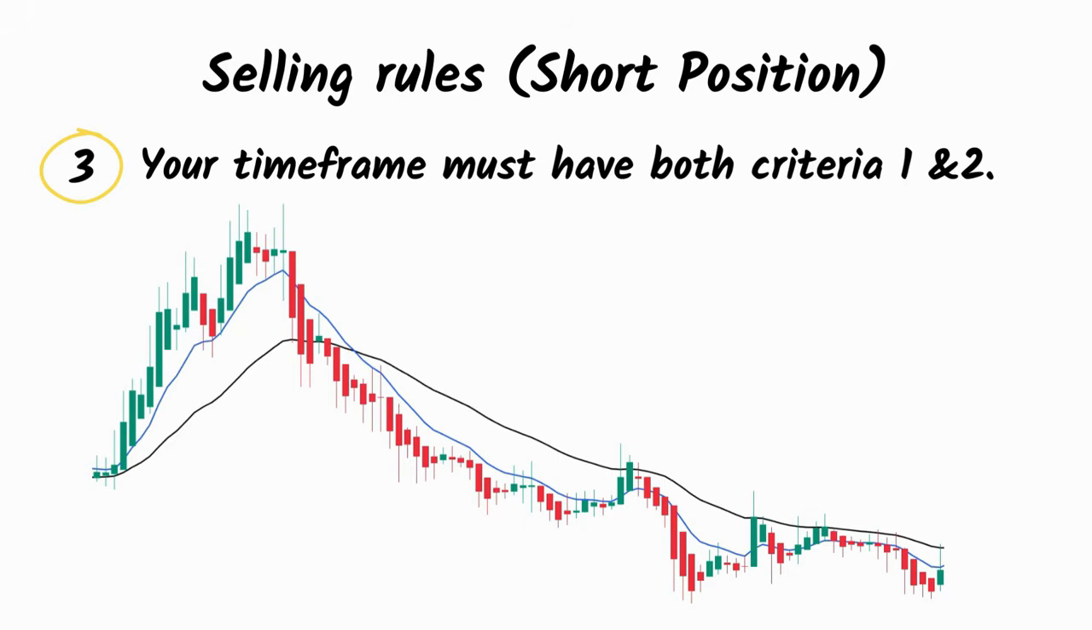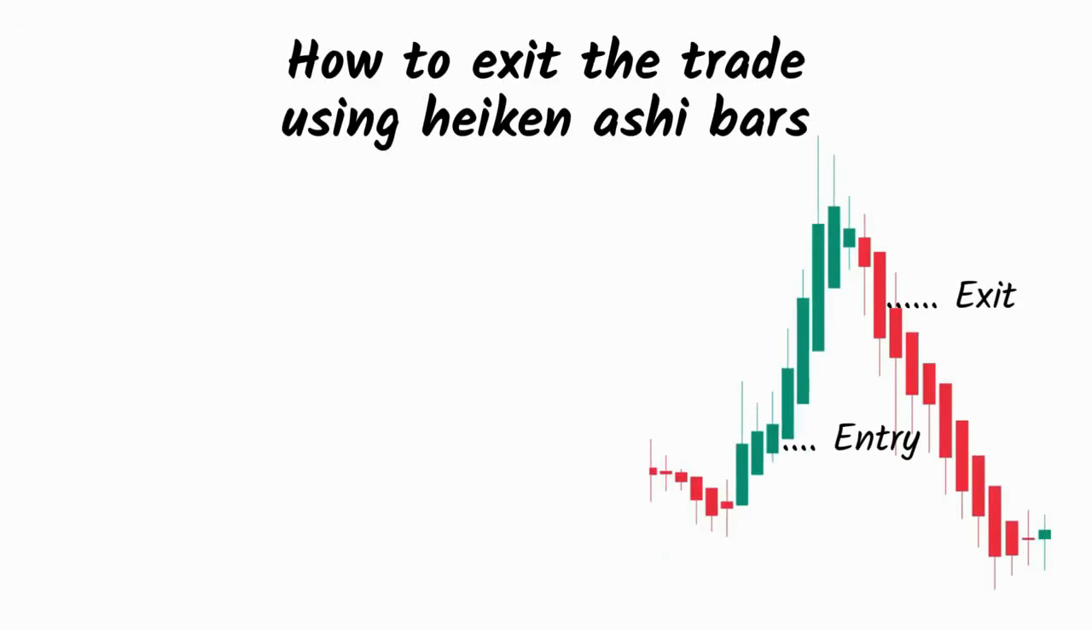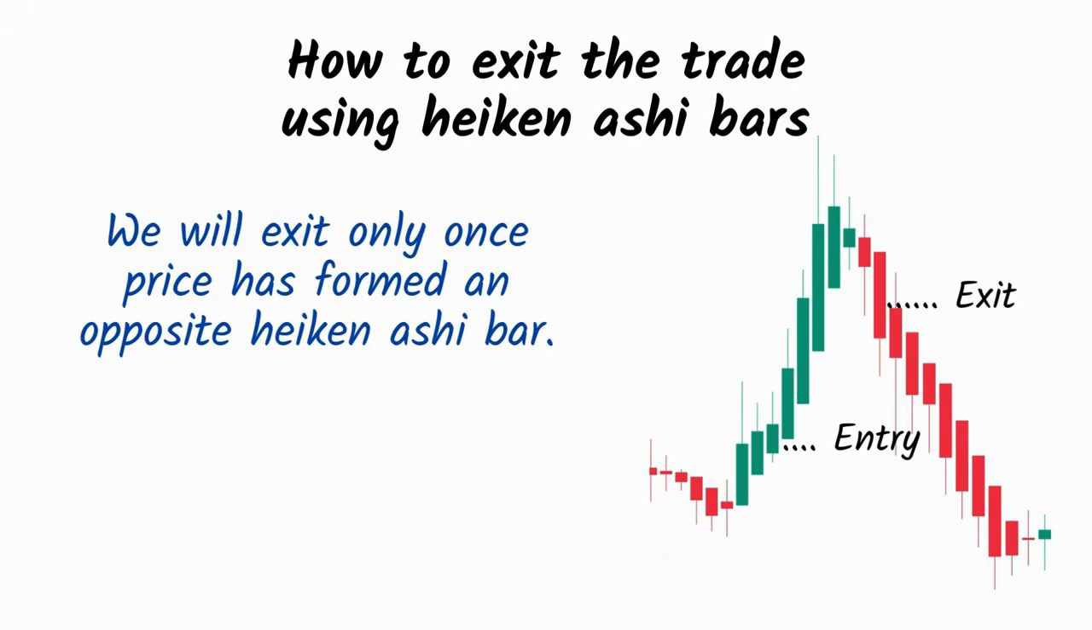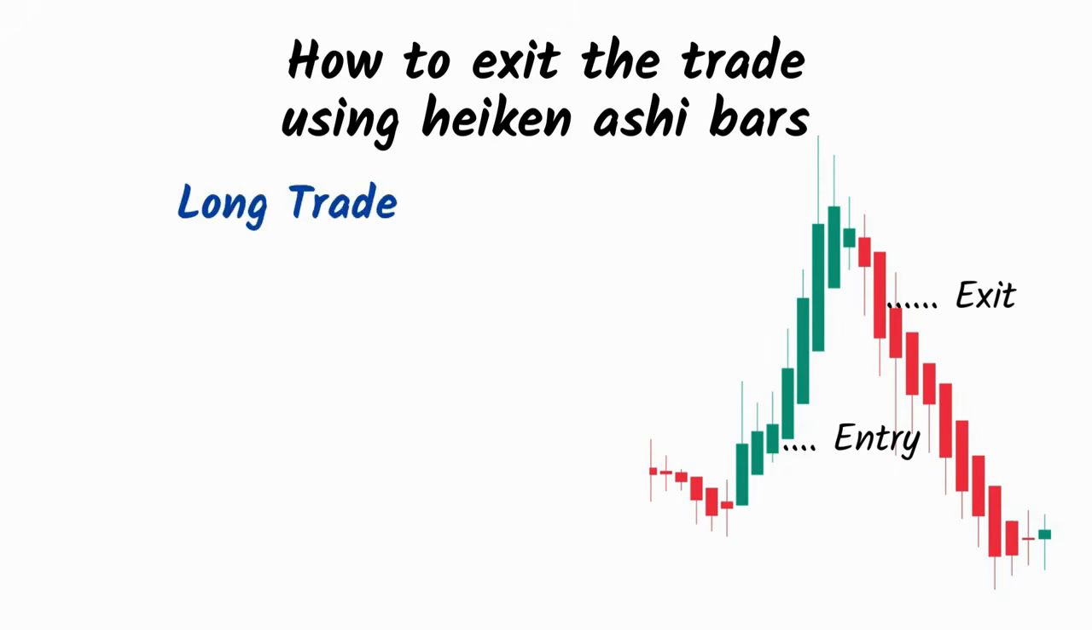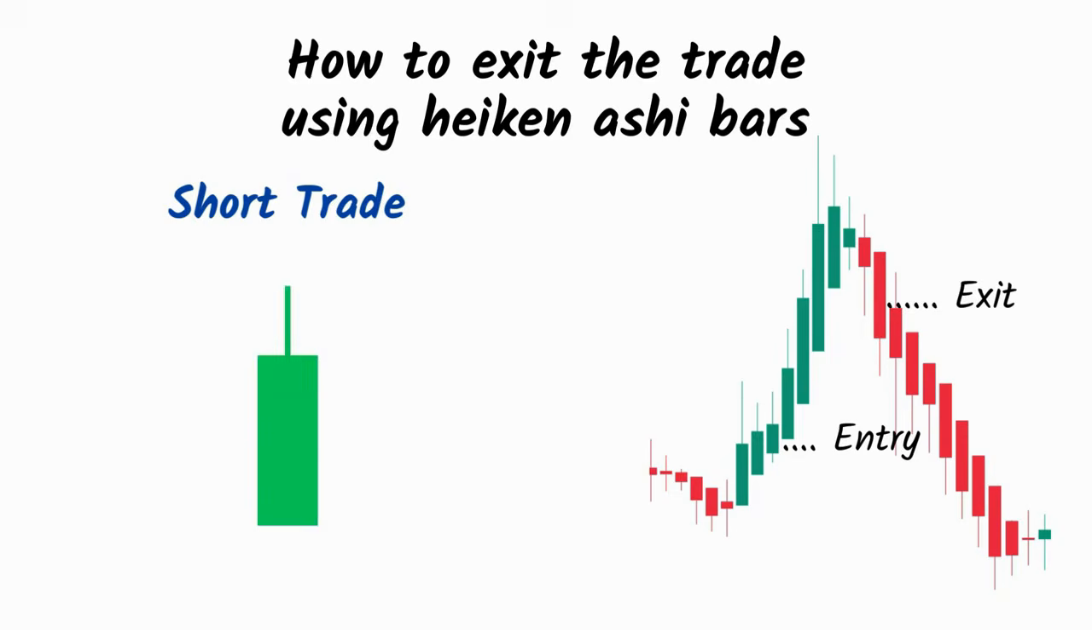Criteria number 3. Both criteria 1 and 2 must be satisfied on the time frame you're trading on. When these three criteria are met, I wait to go short. When the price bounces off either the 10 EMA or the 30 EMA, and the first bearish Heiken Ashi bar forms a lower high. Now let's discuss the exit strategy, as this is a trend trading play.